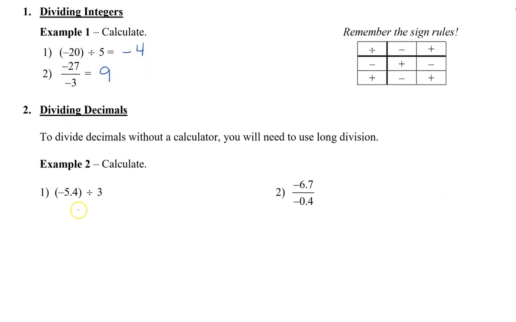So we have negative 5.4 divided by 3. The second number is the number that is trying to go into 5.4. And we want to know how many times this happens. The 3 is what we call the divisor. And the 3 goes on the outside. And the 5.4, we're going to ignore the sign for now, is called our dividend. And that goes inside our division symbol.